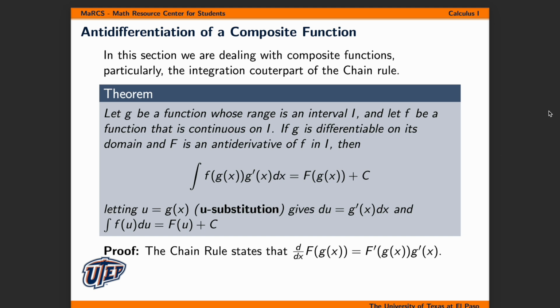So the chain rule states that the derivative with respect to x of our antiderivative F composed of g of x is equal to capital F prime composed of g of x times g prime of x. So we take the derivative of the outside, so F prime, leave the inside the same, g of x, and multiply by the derivative of the inside, g prime of x, right here.